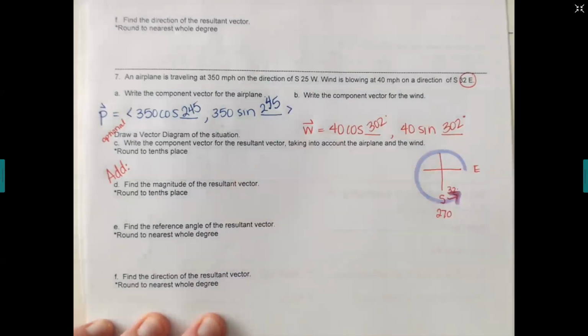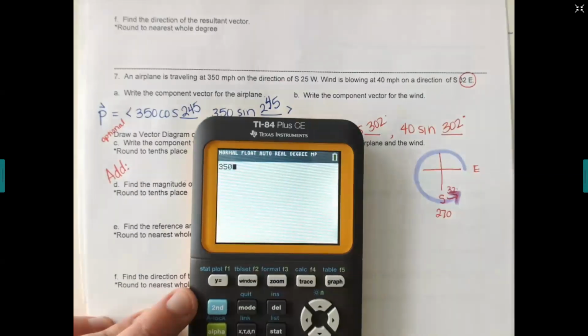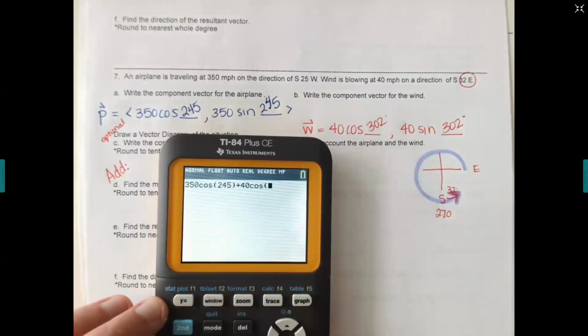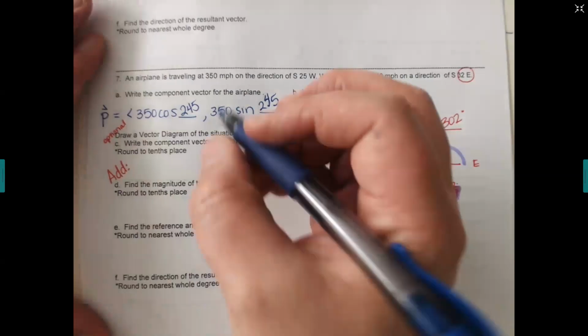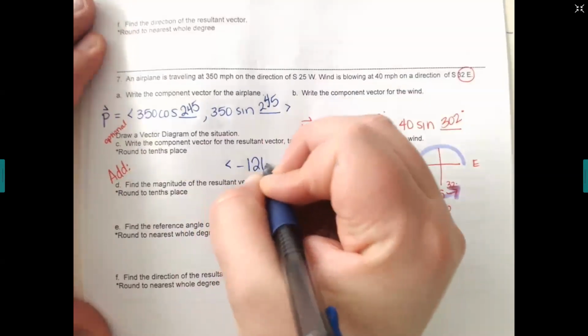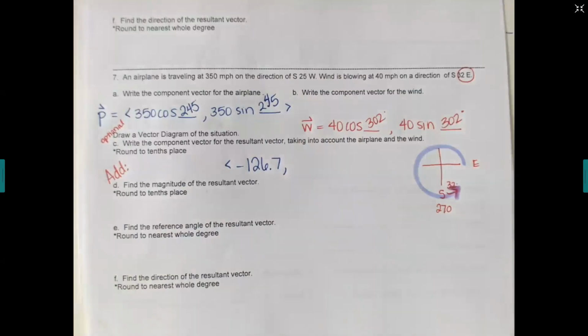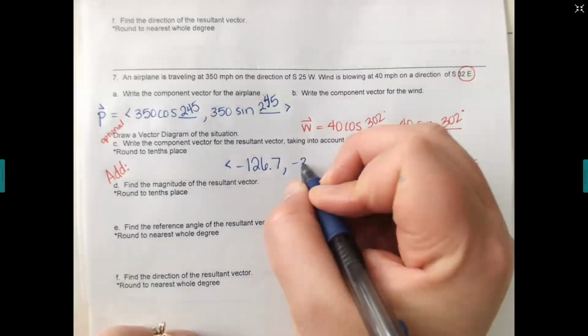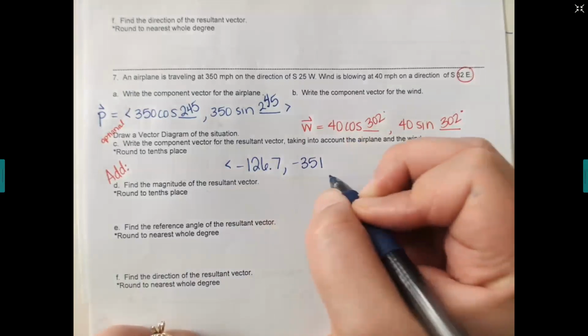So my new vector is gonna be, I'll do the X, if you guys wanna do the Y's: 350 cosine 245 plus 40 cosine 302. I got negative 126.7 for the X. If you guys will find the Y for me. Negative 351. No decimal after that? It's 0.129. Okay, so 0.1.